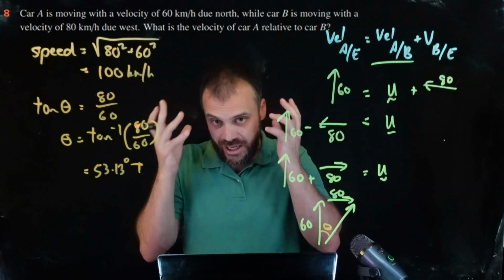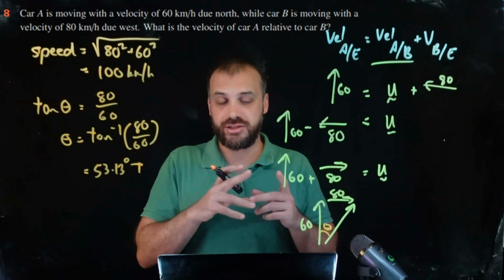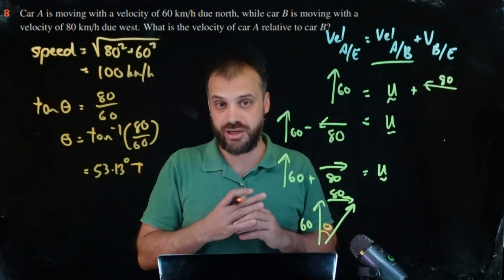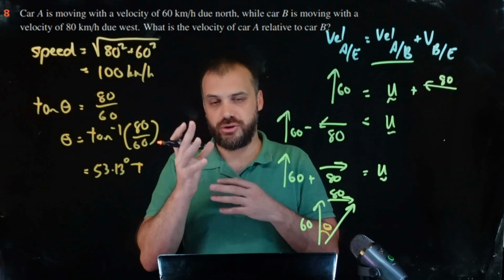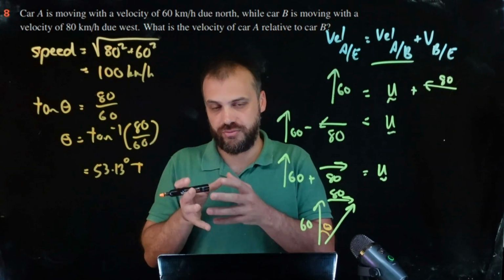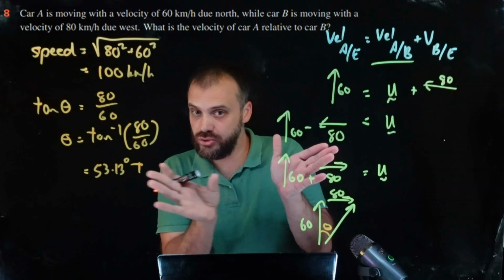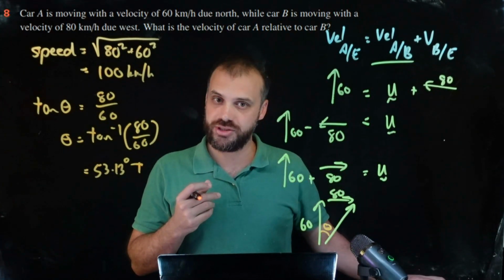Relative to you, imagining that you're standing still, it looks like the car is traveling faster than it actually is. It's traveling 100 kilometers an hour from your point of view, and it's not traveling north from your point of view. From your point of view, it's traveling away from you because you're moving away from it. It's a real head scratcher, but that's relative velocity.